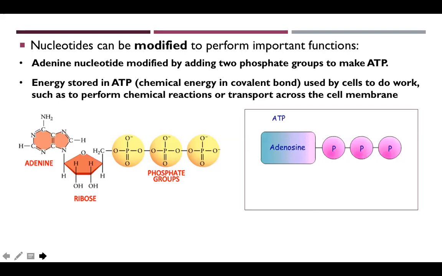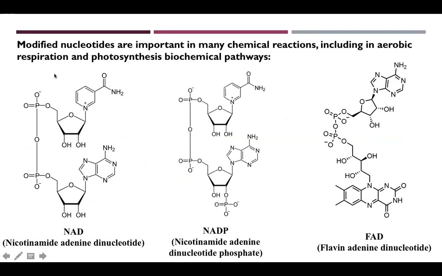And nucleotides can also be modified for other chemical reactions. I am not going to go into those today. It's a little too complicated for right now, but just so you can see these molecules now, and then when we return to them, they'll be familiar. So we have NAD, NADP, and FAD. So you'll see these in the future.